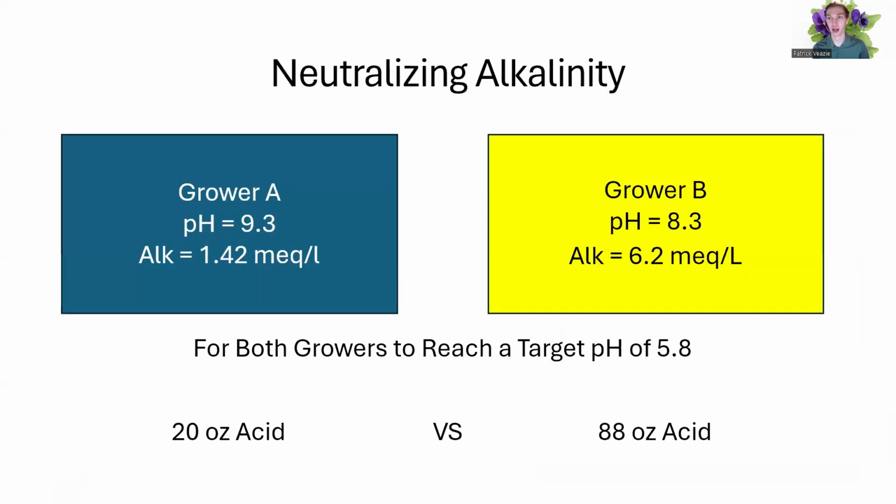And then going back to that point that substrate pH is more greatly impacted by alkalinity than your water pH. Shown here is grower A with a higher pH of 9.3, but a lower alkalinity of 1.4 milliequivalents, compared to grower B, who has a lower pH of 8.3 in their water, but a very high alkalinity of 6.2. If we want both growers to achieve a target pH of 5.8, we can see that grower A with a much lower alkalinity is going to require much less acid compared to grower B, who is going to require almost 4 times as much because of the higher alkalinity in their water supply.